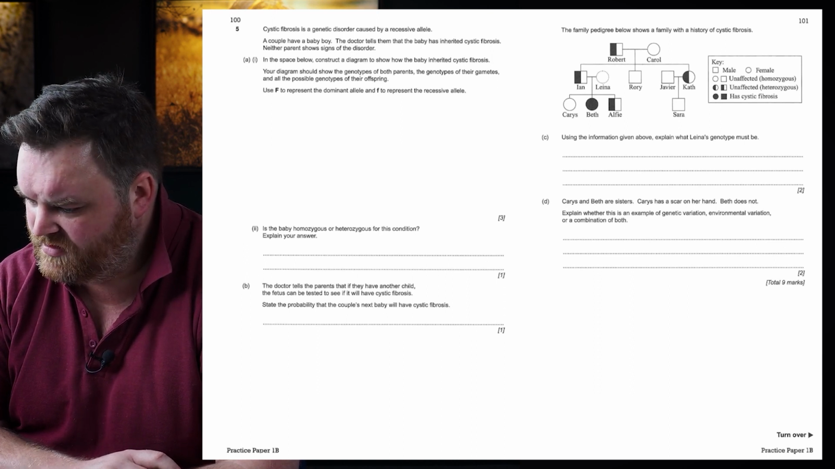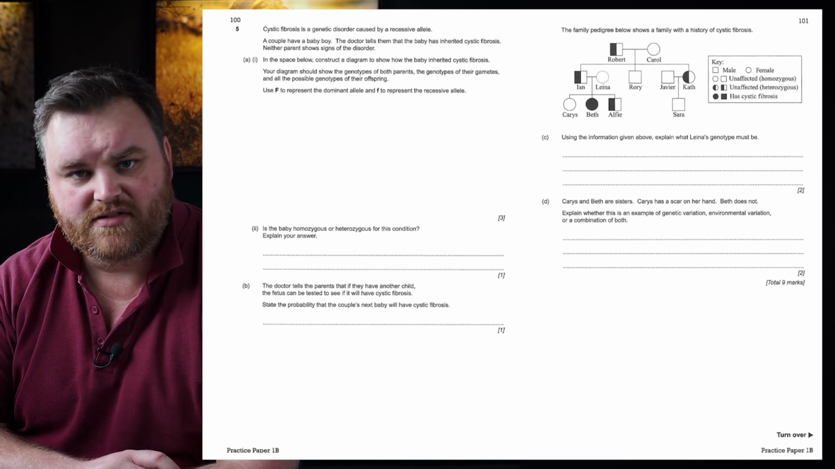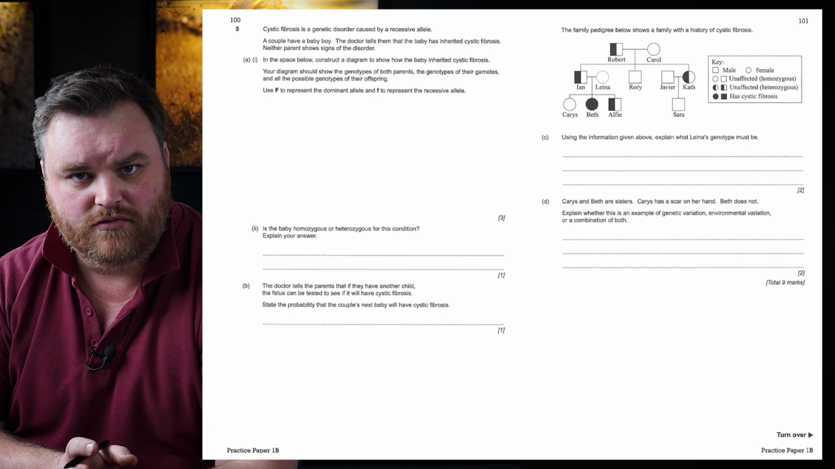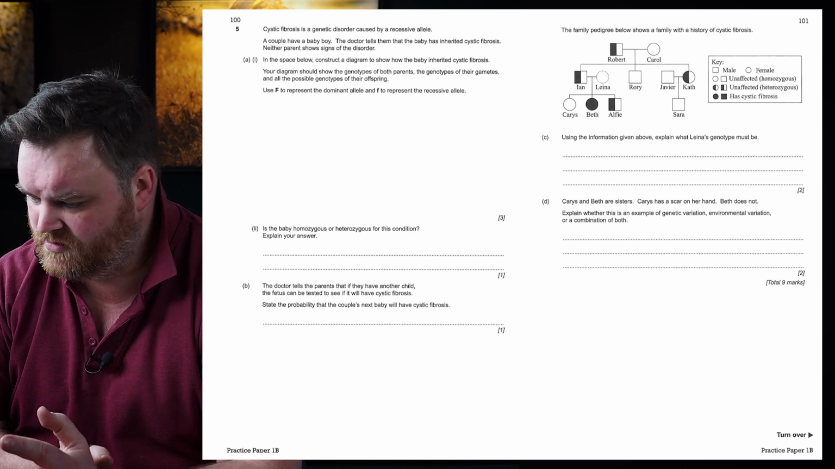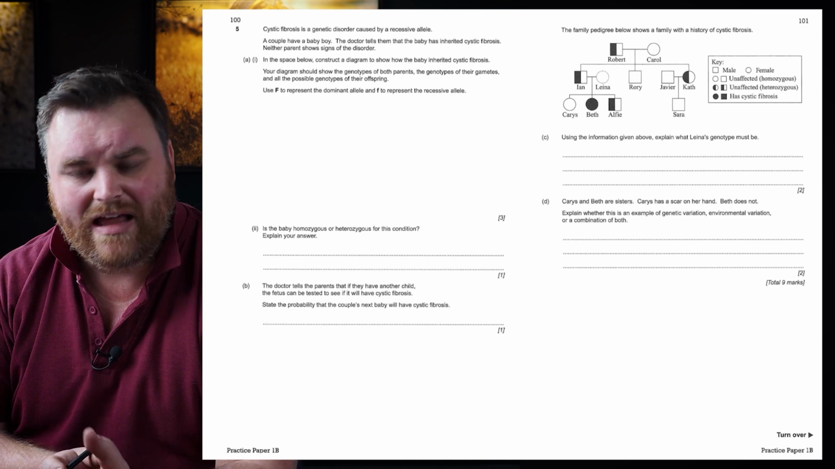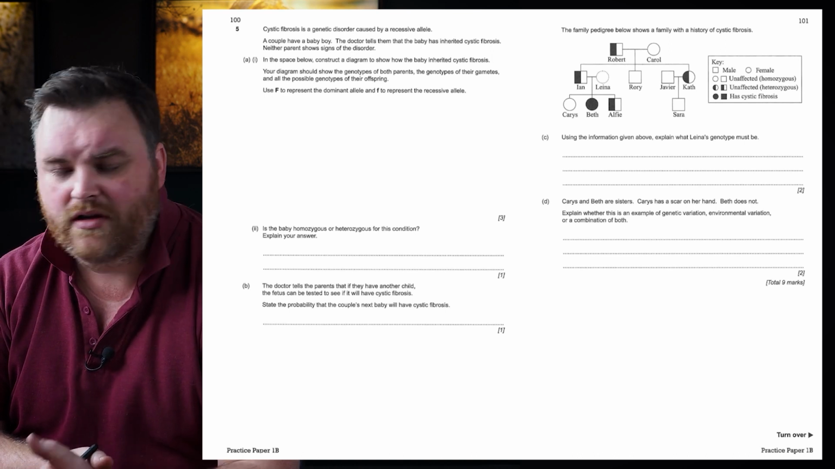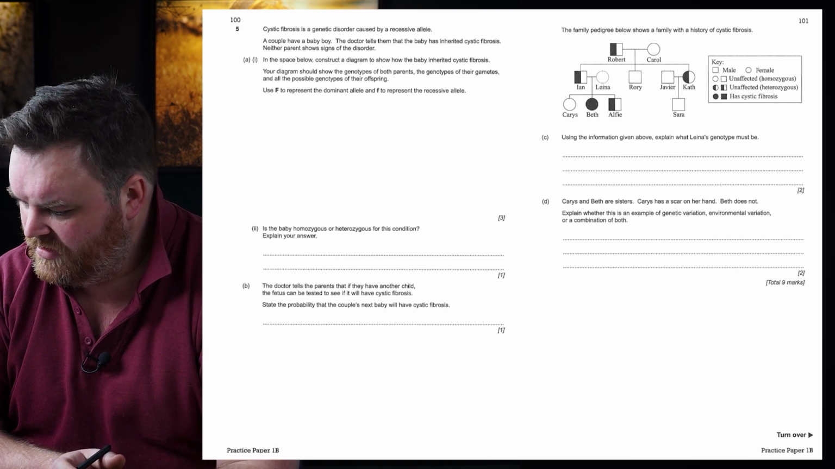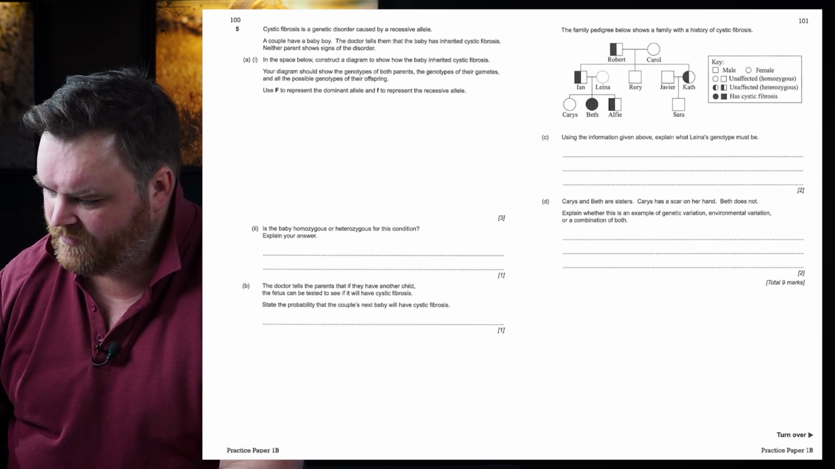In the space below, construct a diagram to show how the baby inherited cystic fibrosis. Now, there's a couple of different diagrams that you can legitimately draw here. I would always encourage you to draw the Punnett square. This is a straightforward diagram. It's very difficult to make sort of simple errors with it, and it's very clear to the examiner that you know what you're talking about. So we will draw a Punnett square and we'll pick up 3 marks from that.